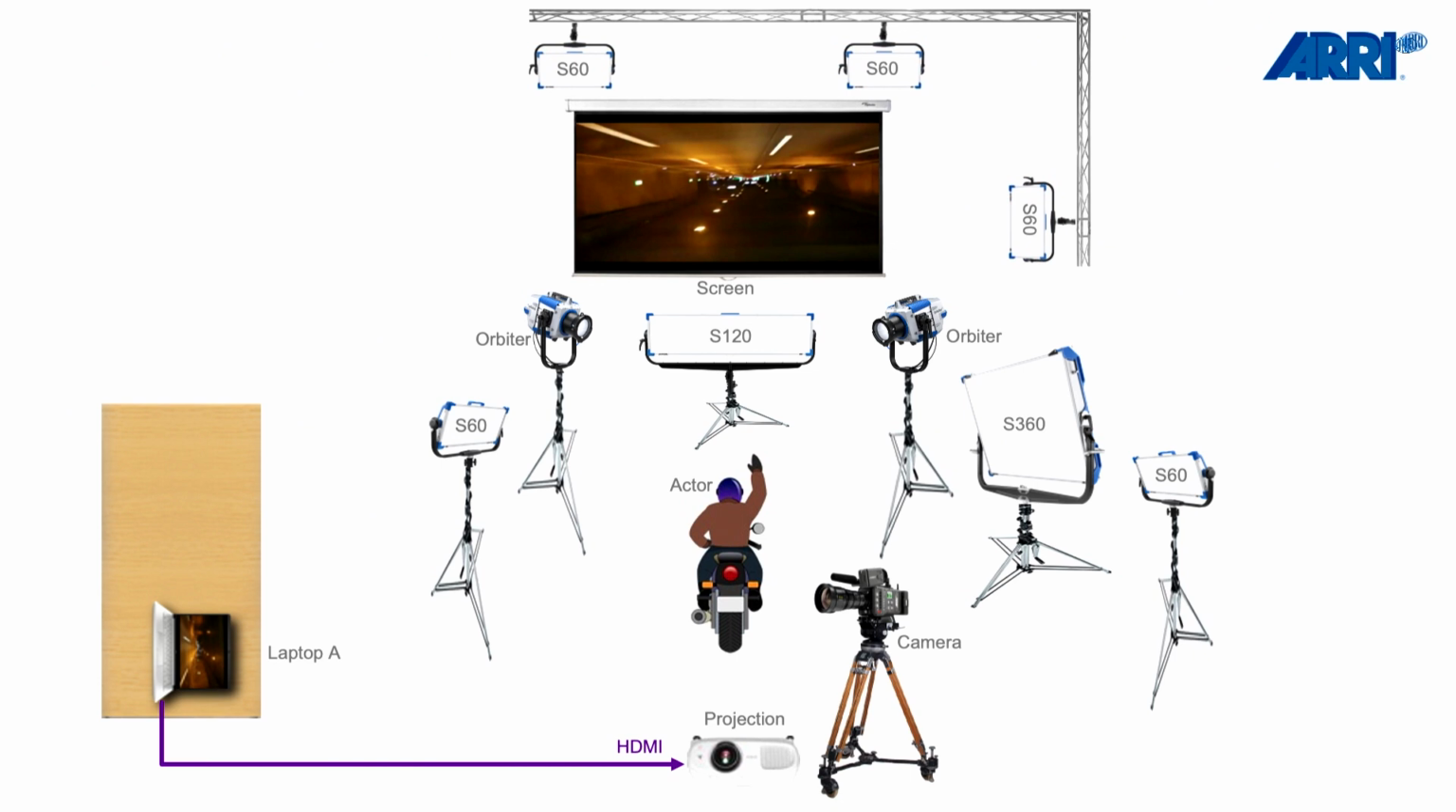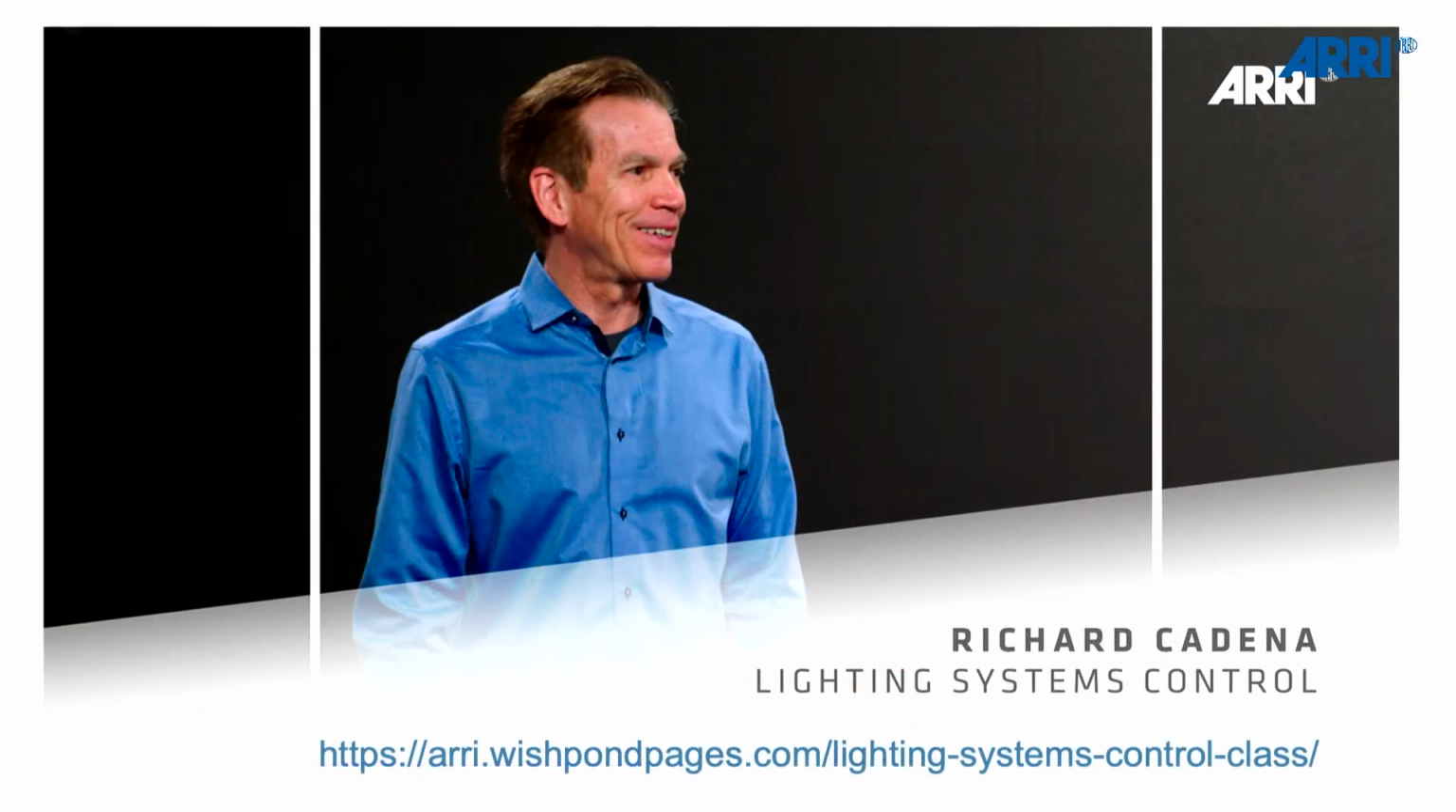We use here in our setting a mix of our new Orbiter and a few members of the SkyPanel family: S60, S120, S360, all in C or color version. At this stage, I cannot avoid using a lot of technical terms like DMX, Ethernet, IP, Art-Net, LumenRadio, etc. To dig deeper into these terms today would take too long and go beyond the scope of this demonstration.